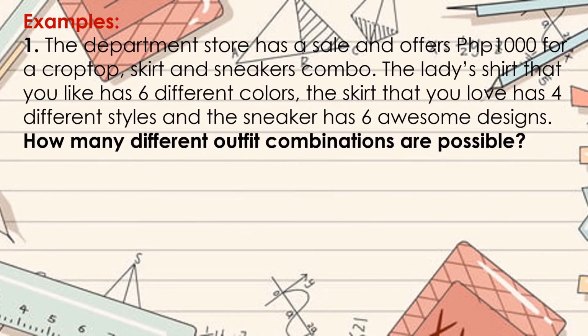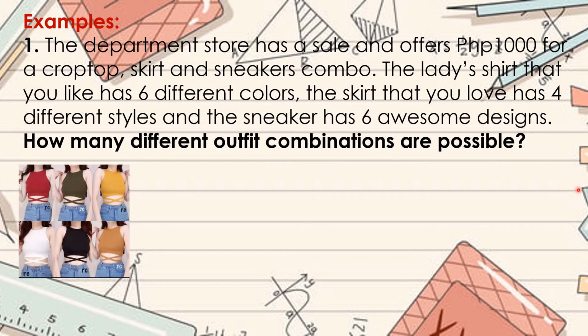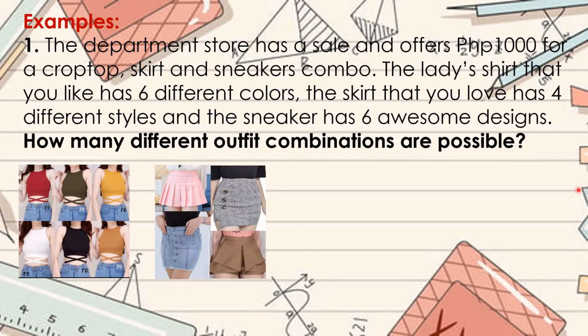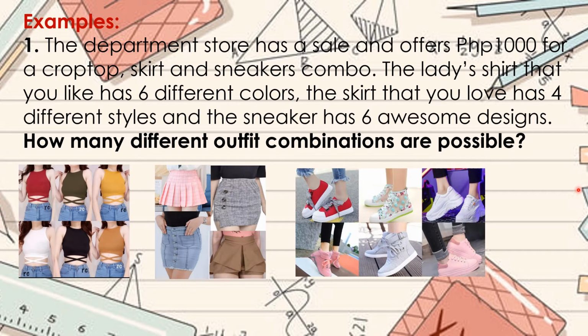For example, the department store has a sale and offers 1,000 pesos for a crop top, skirt, and sneakers combo. Wow, combo na siya. May crop top ka na, may skirt ka na, at may sneakers ka pa for only 1,000 pesos. The ladies' shirt that you like has 6 different colors. The skirt that you love has 4 different styles. And the sneaker has 6 awesome designs. How many different outfit combinations are possible?